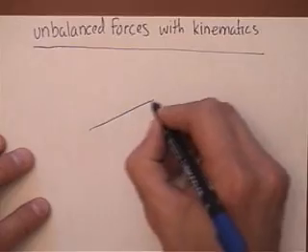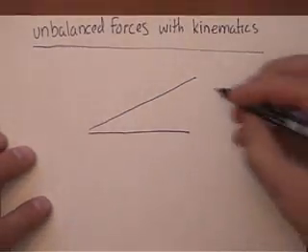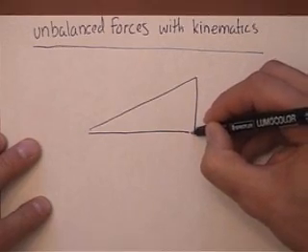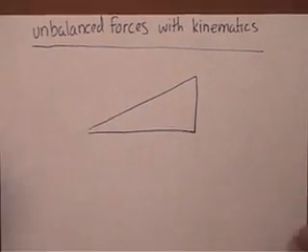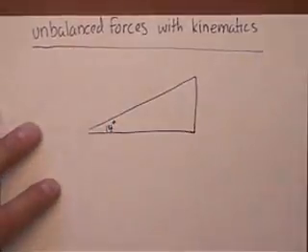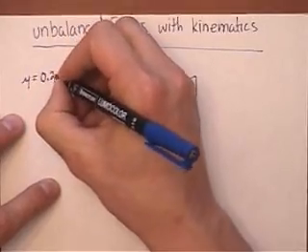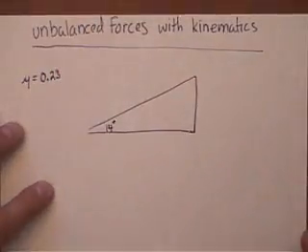I'm going to do it with an inclined plane because that's the kind of situation that you get like let's say 85% of the time. You're going to get an inclined plane. Let's call it the hill. The hill's going to have a 14-degree angle. We're going to say that the hill's got a coefficient of friction of 0.23.